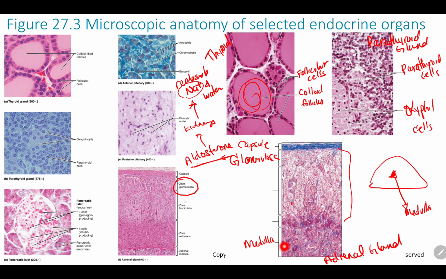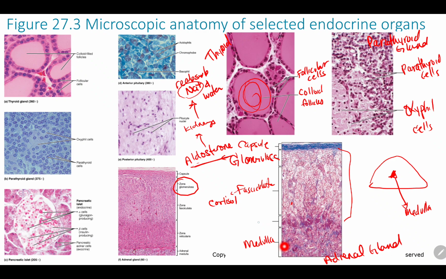Then you have the middle layer, which is going to be the zona fasciculata. The zona fasciculata is going to produce those glucocorticoids such as cortisol. Cortisol is going to be really important. We know this is that stress hormone, but it's important, for example, for preventing hypoglycemia, basically putting sugar into your bloodstream so you can use it in stressful situations.